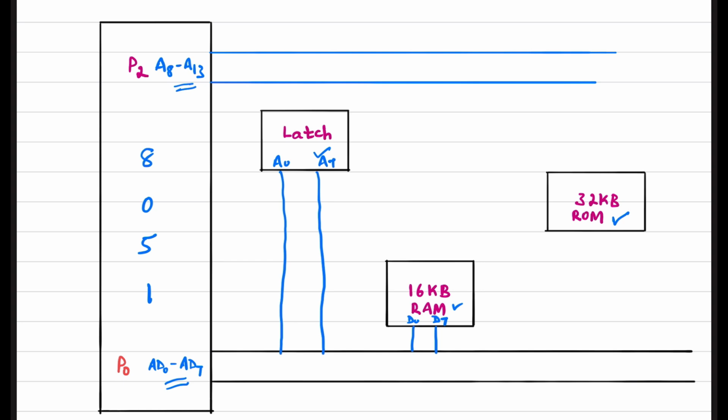Now, continuing, let us make the address line connections to the 16 kilobytes of RAM. A0 to A7 is required, so let us connect it.